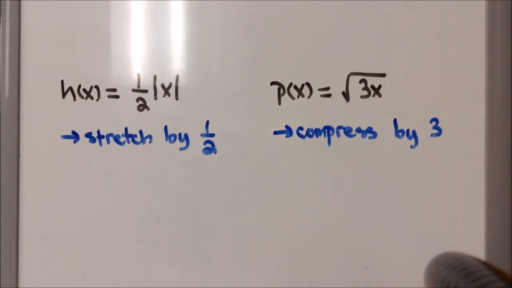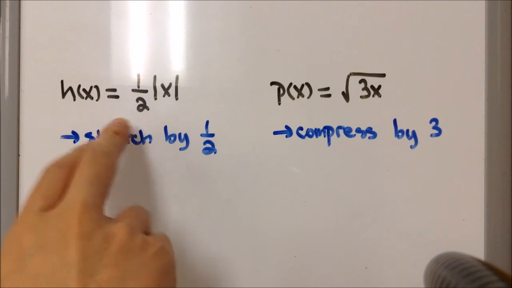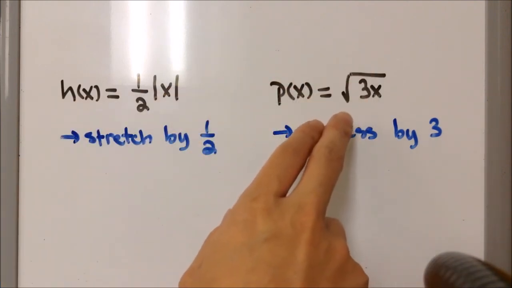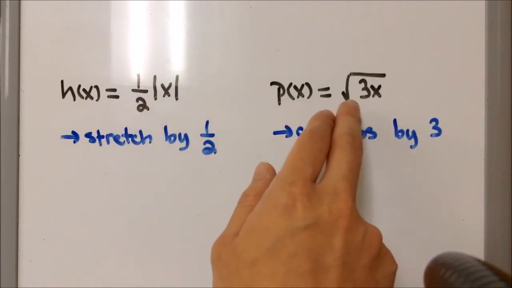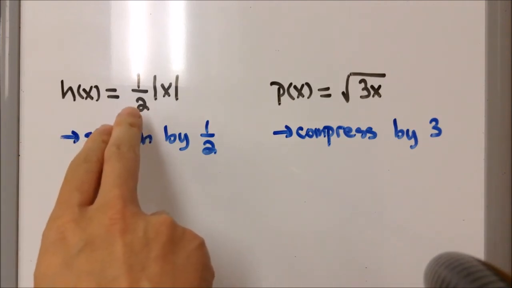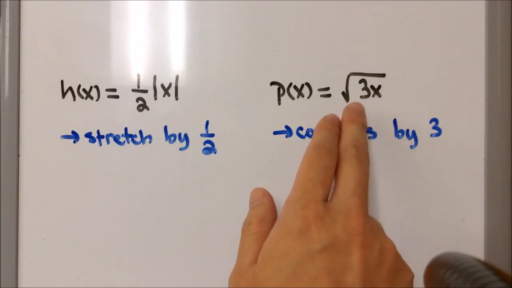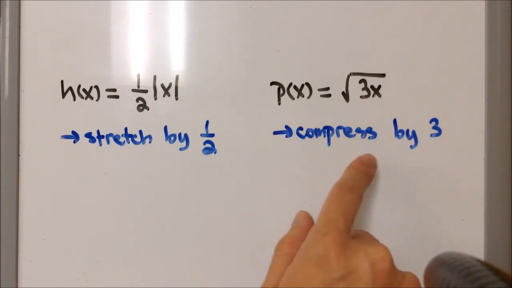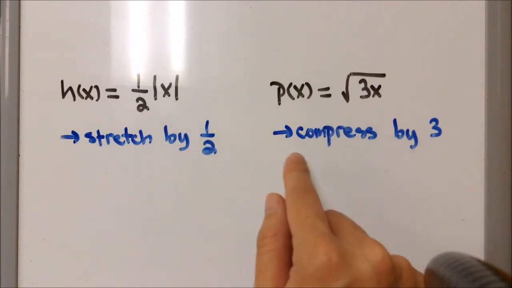So in summary, regardless if the number is outside the function, like this 1/2 outside the absolute value lines, or inside the function, like this 3 inside the square root, regardless of where it is, if the number is a fraction, then it will be a stretch. If the number is a whole number, it's going to be compressed. So again, fraction, stretch. Whole number, compress.